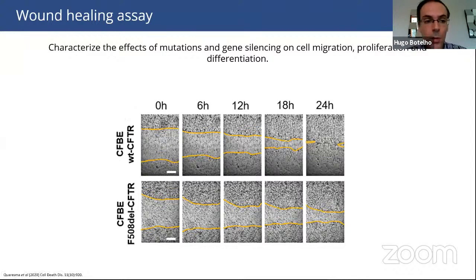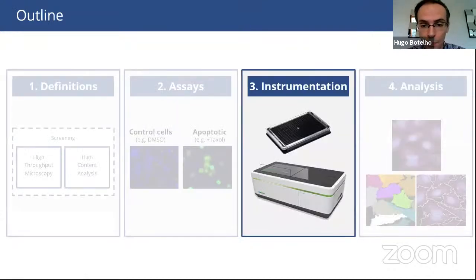And talking about live cell imaging assays, something we also do is to use the wound healing assays to characterize the ways in which different mutants of the CFTR protein affect the ability of a cell layer to close a wound, or scratch, which has been performed on the cell model layer.